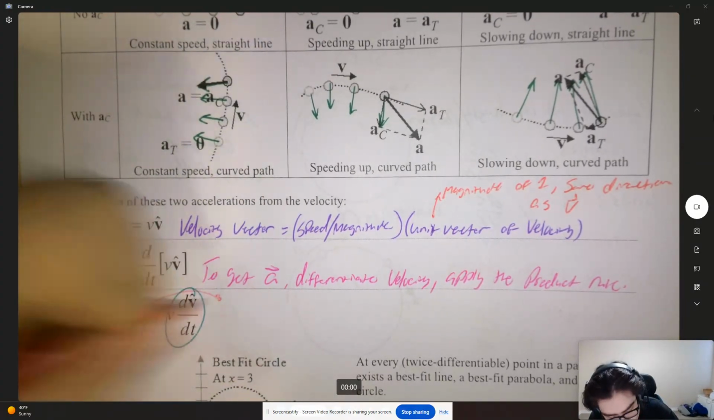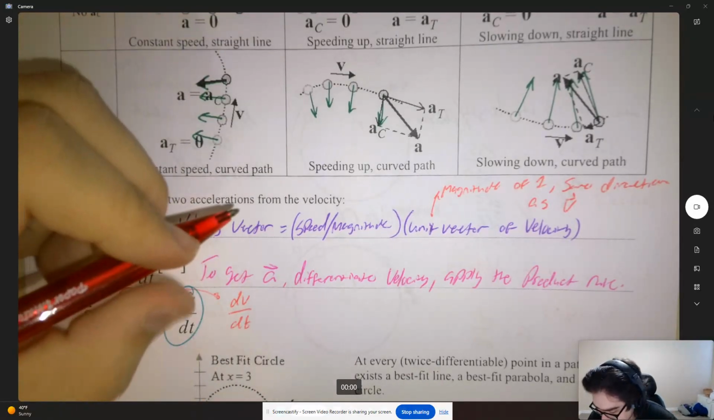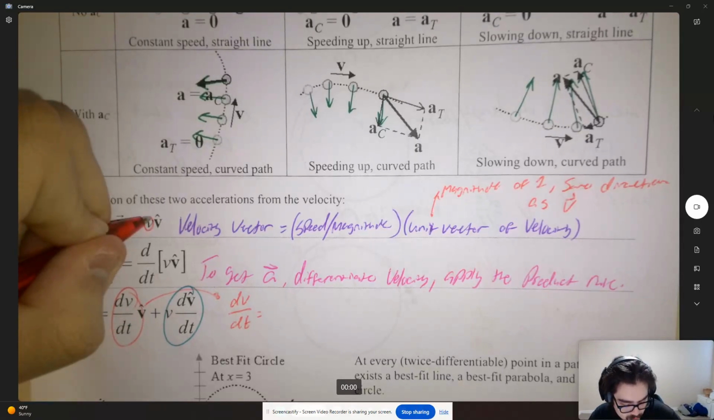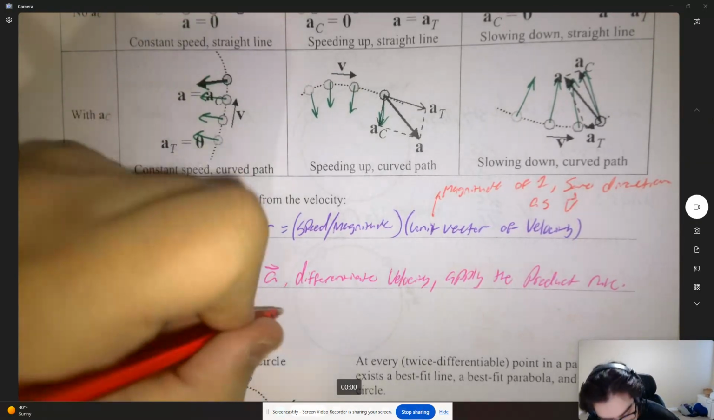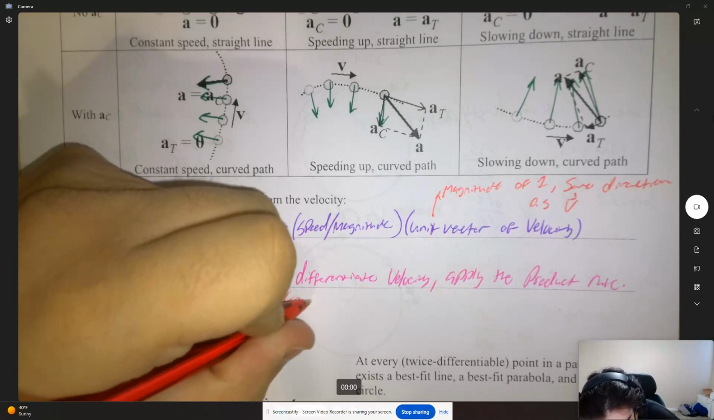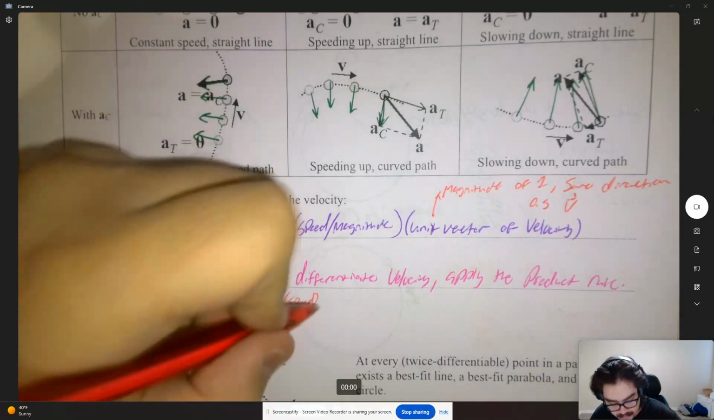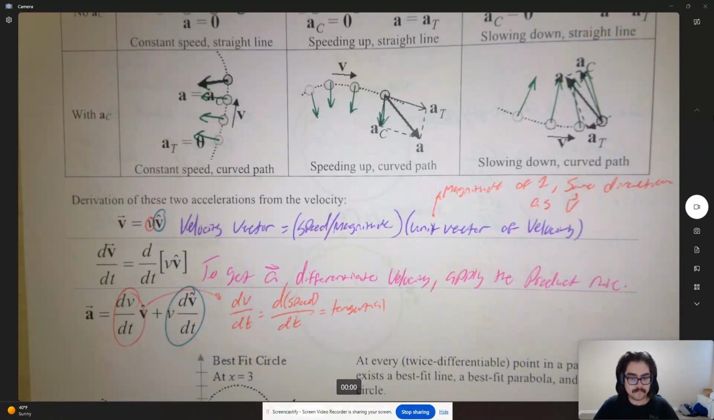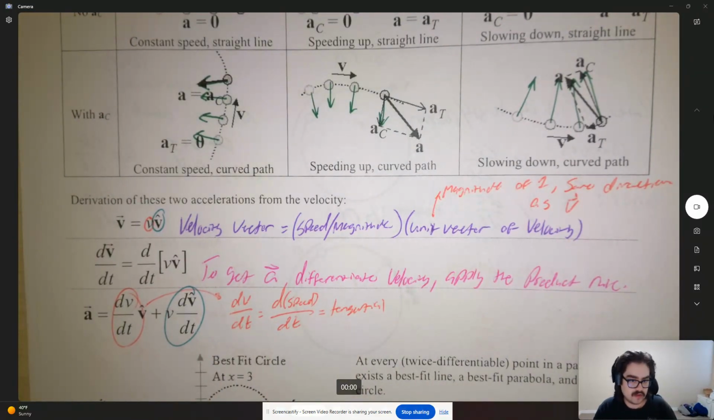The term in red here is dv over dt. In this case, this is strictly talking about speed, because this corresponds to this right up here. And then the blue corresponds to v hat. So this is dv over dt, really d speed over dt, so change in speed over change in time, and that's going to be tangential. So the red part is dealing with tangential acceleration.